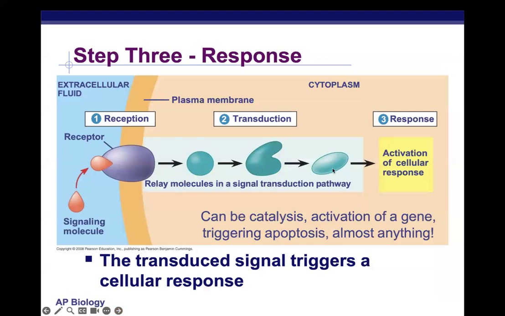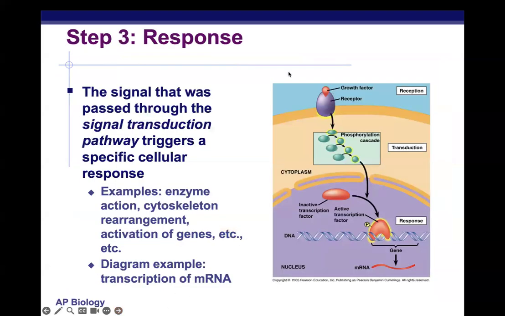After that signal has traveled to the area of response, a response will occur. So here is the response phase. So reception phase, transduction phase. Here, look, the last step in our transduction pathway, our last relay molecule might travel through the nuclear envelope, through a nuclear pore, and activate a transcription factor. And a transcription factor helps with the transcription of DNA, which needs to occur in order to make a protein.